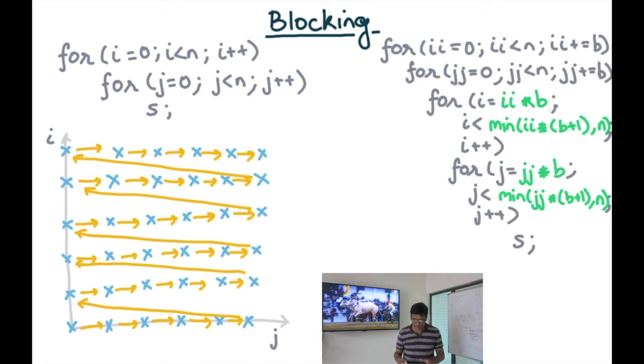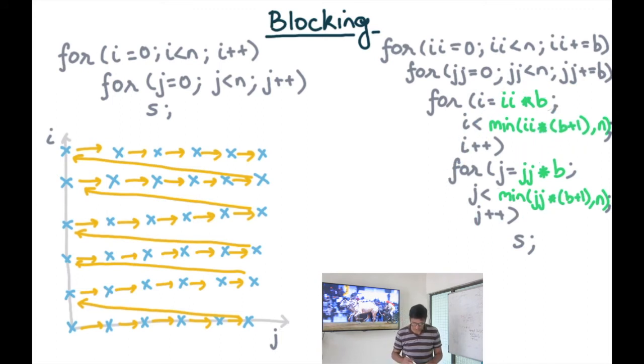We can change this loop nest, which had depth 2, to a loop nest of depth 4. In this loop nest, we still have the outer loops iterating from 0 to n, but the big change here is that instead of incrementing by 1, now I'm going to increment by a blocking factor b. Similarly, when I iterate on j, I'm going to increment by b. And so I'm going to call them ii and jj just to distinguish them from i and j, which I'm going to use in the inner loop.